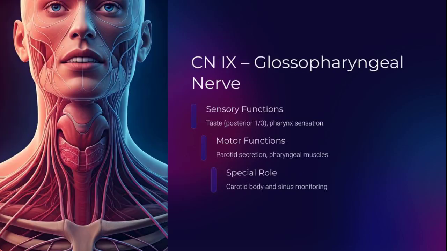Taste from posterior third of the tongue, carotid body chemoreception, and parotid secretion. Gag reflex? You're testing cranial nerve 9 for afferent, cranial nerve 10 for efferent. Know it cold.